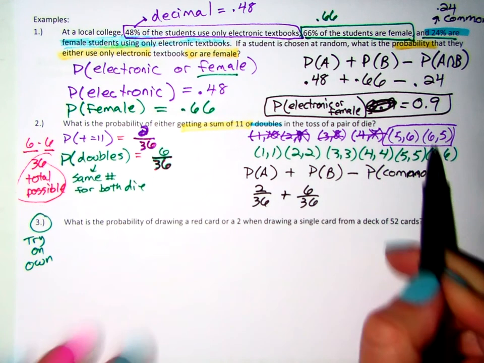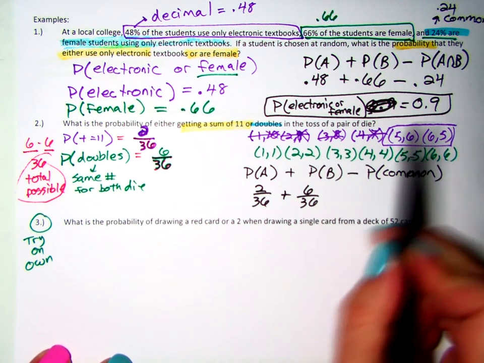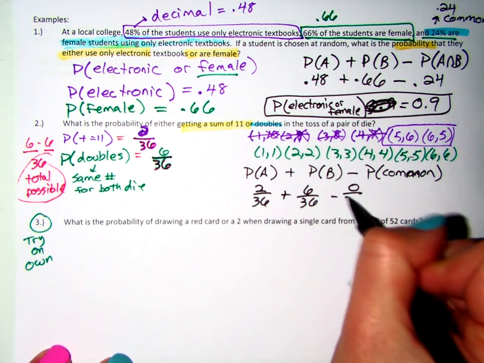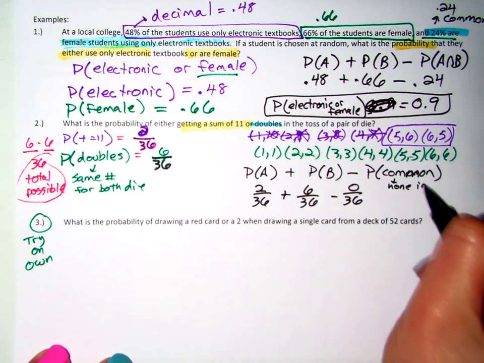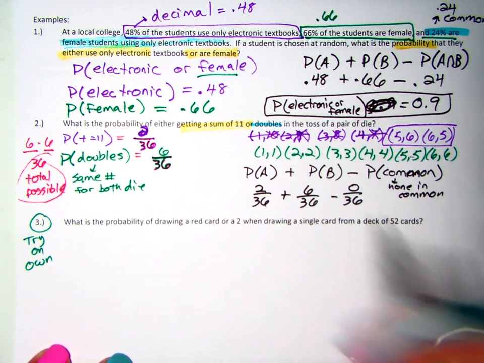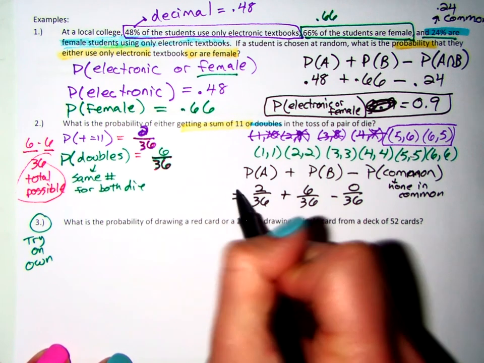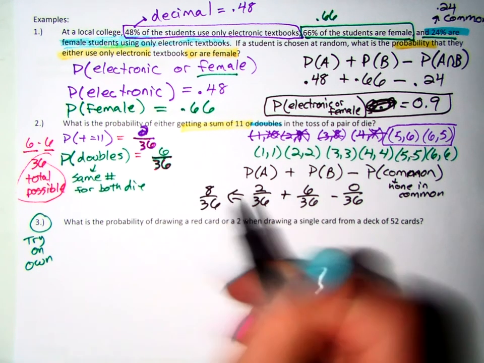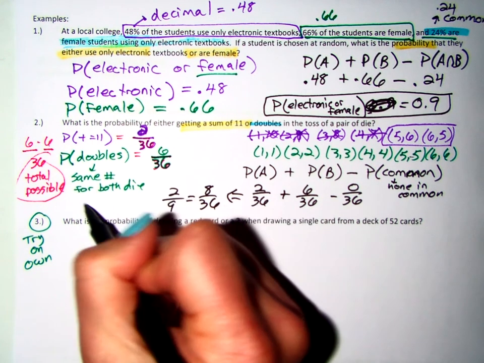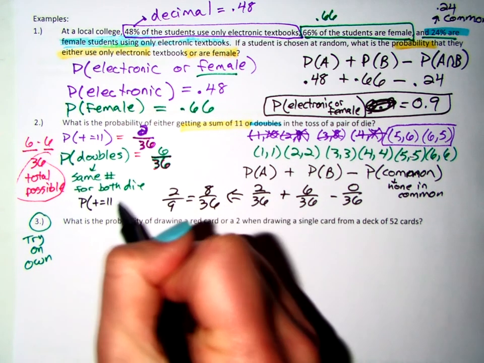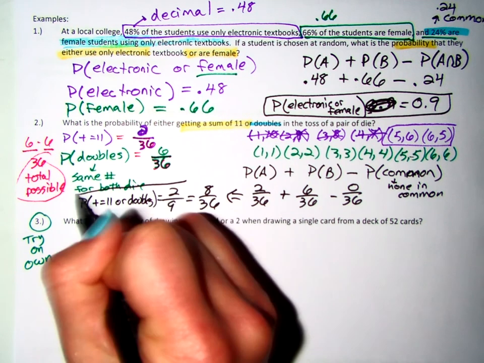Now, are there any common elements here? Well, doubles are the same thing twice, 5 and 5, 6 and 6, and that doesn't happen there, so we'll subtract out 0 out of 36 because there are none in common. So since there are none in common, we would just subtract 0. So 2 plus 6 is 8 minus 0 is 8. So this gives me 8 out of 36. And 8 out of 36 reduces to 2/9. So the probability of adding to equal 11 or doubles equals 2 out of 9.